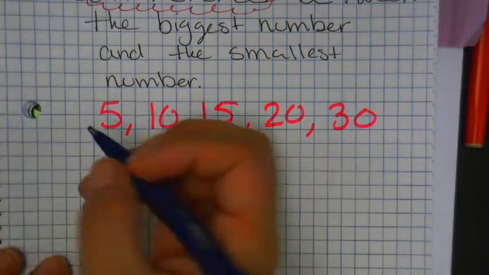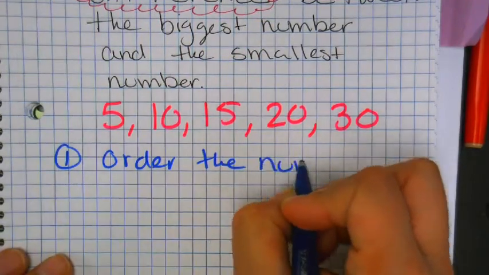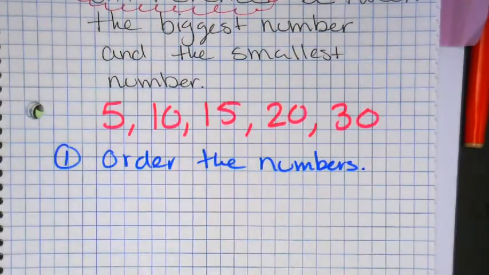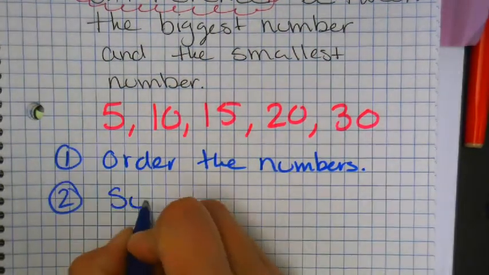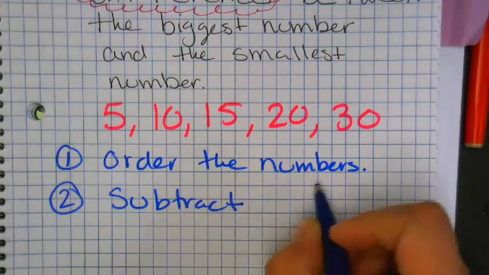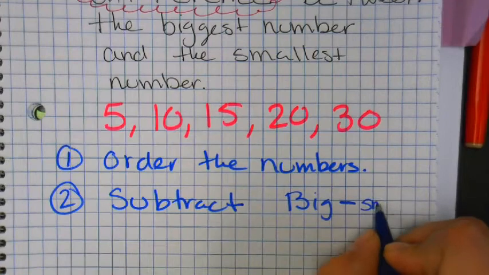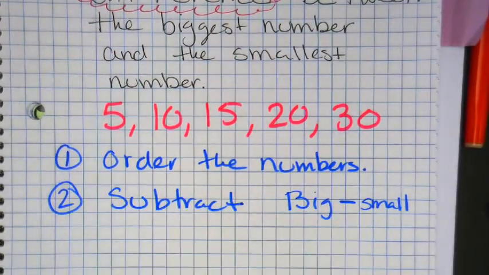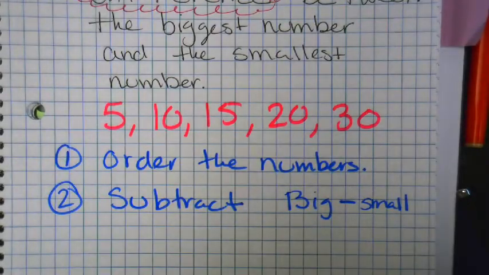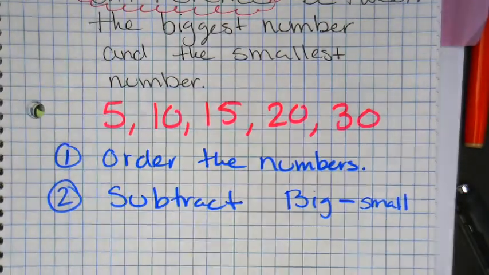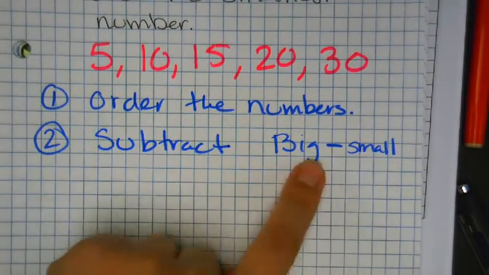Okay, step 1. Order the numbers. Are the numbers in order? Okay, we don't need to do that. Step 2. Subtract the big number. Isabella, you got to stop turning around talking. Lily, stop talking. Either one of you, the voice is coming from back there. So who is it? All right, order the numbers, subtract the big number minus the small number.